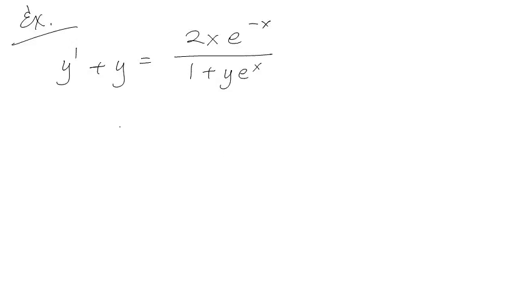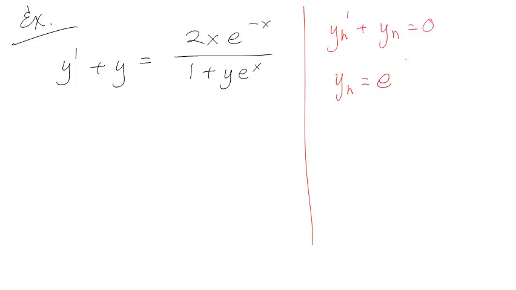Okay, so assuming that's happened, that means that we're going to solve the homogeneous portion of this problem. So y homogeneous prime plus y homogeneous is equal to 0. So that means that y homogeneous is equal to e to the negative integral of 1 dx, which is just e to the negative x plus c. But since we're just folding it into a guess, it's not going to matter. Our guess is going to be that y is equal to u times e to the negative x.